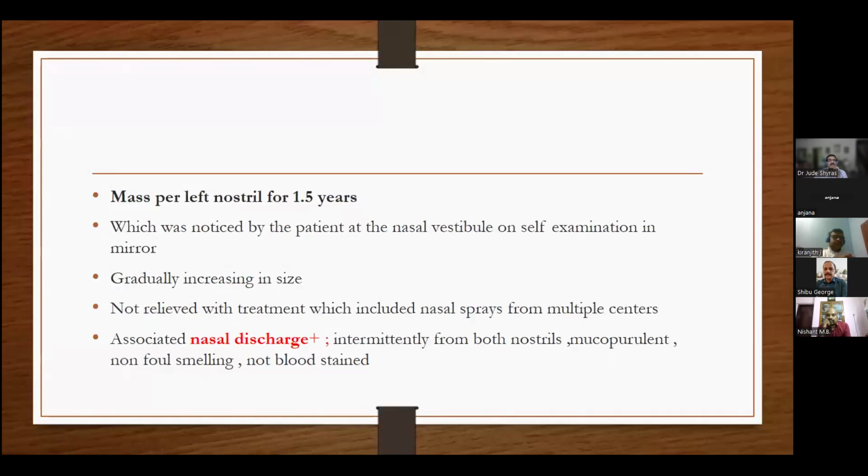He also had a mass in the left nostril for the past 1.5 years, which was noticed by the patient at the nasal vestibule on self-examination in a mirror. It was gradually increasing in size, not related to treatment, which included nasal sprays from multiple centers. He had associated nasal discharge intermittently from both nostrils, mucopurulent, non-foul smelling, and not blood-stained.